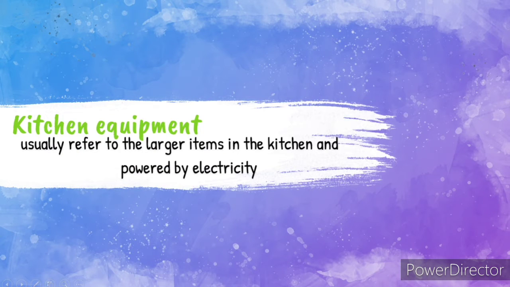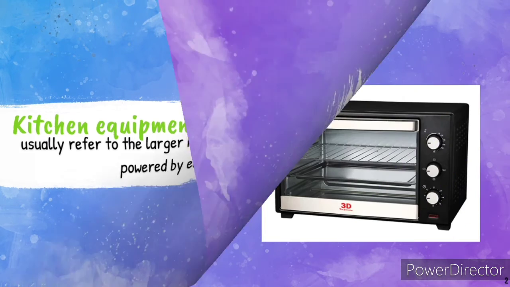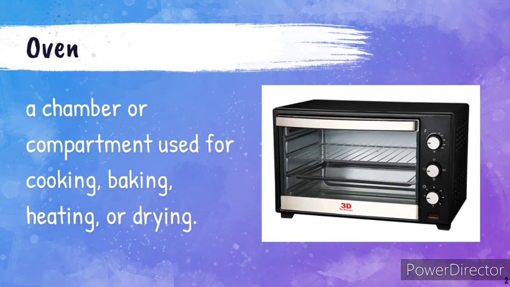Okay, we have now the kitchen equipment. It refers to the larger items in the kitchen and powered by electricity. So we have here 4 equipment. The first one is oven. This is a chamber or compartment used for cooking, baking, heating, or drying foods.